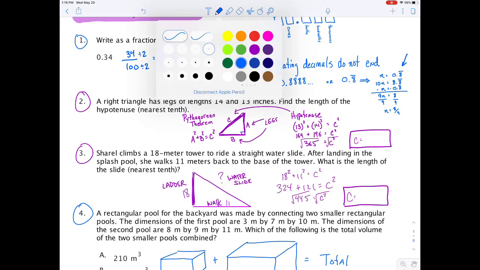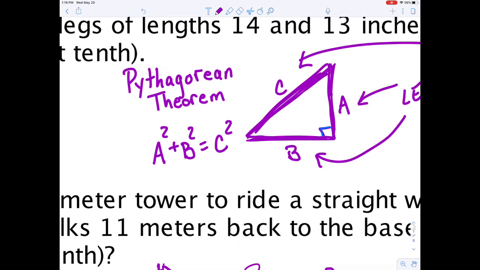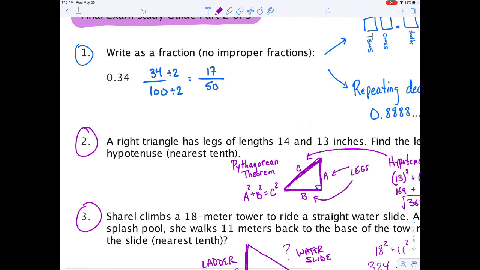Question number 2 talks about right triangles and the Pythagorean Theorem. Remember the Pythagorean Theorem? It's when we had the two legs, the two short sides, A and B. When you square them and add them, you equal the long side. We call that the hypotenuse, or side C. So the basic version of the Pythagorean Theorem is a squared plus b squared equals c squared.